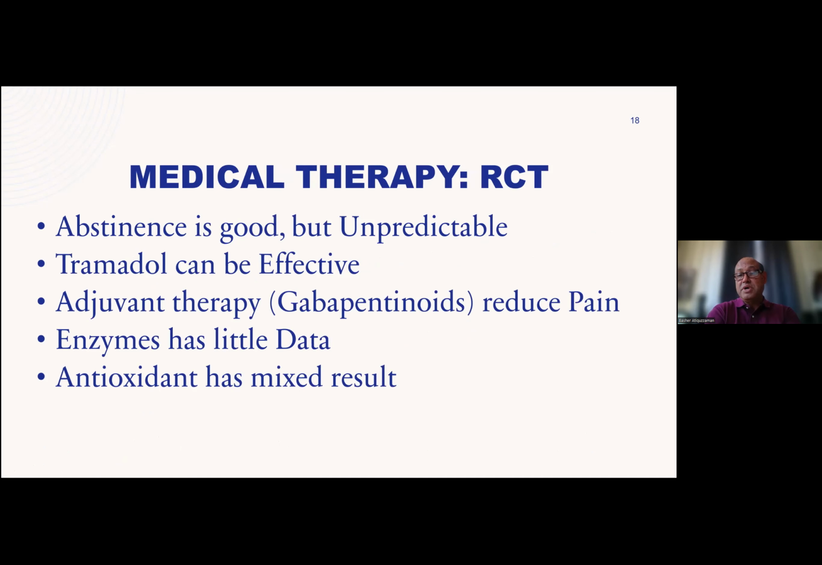If I talk to you about the medical therapy, all the randomized control trials show that abstinence is good, but very unpredictable. So it may work, it may not work. The best medicine for effective pain control is tramadol in combination with acetaminophen. Sometimes we use adjuvant therapy like gabapentin to reduce the pain. Pancreatic enzymes, all of us write it, but there is very little data to prove it in randomized control trials. A lot of people use antioxidants, vitamin E. It has mixed results, and the randomized control trials don't really support it.